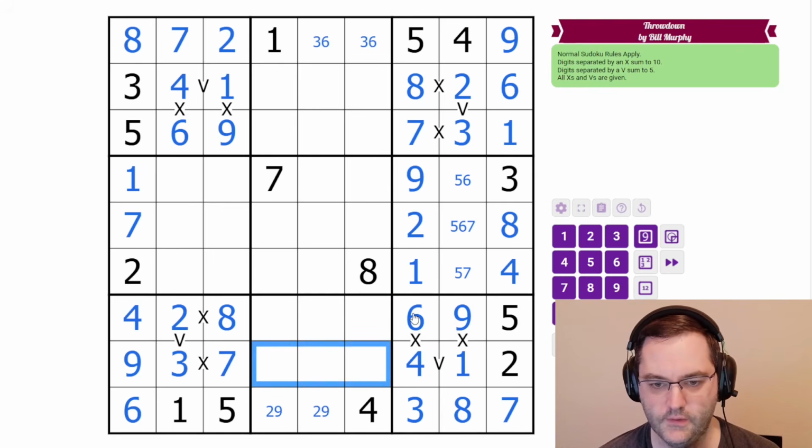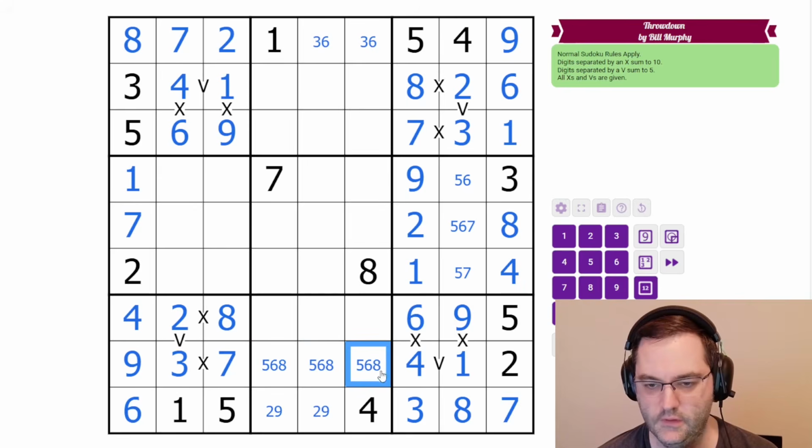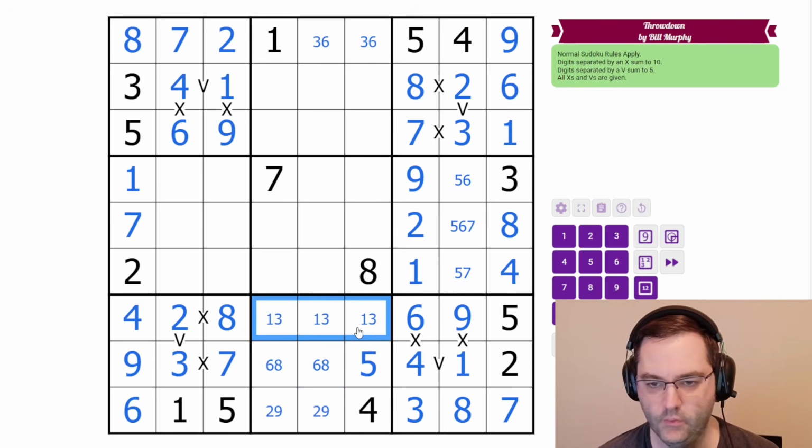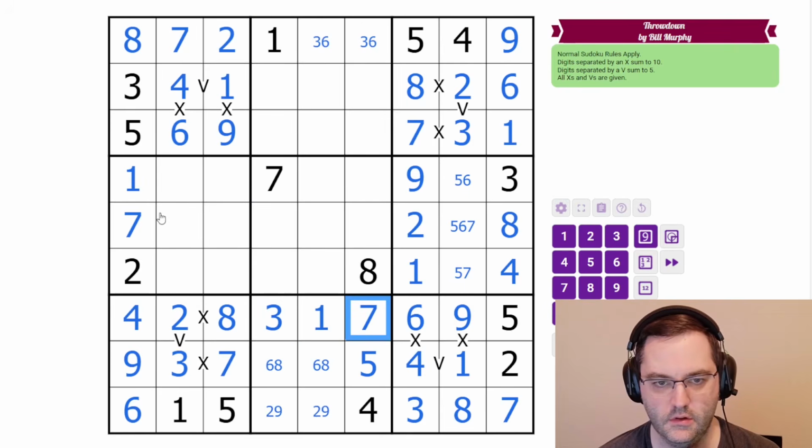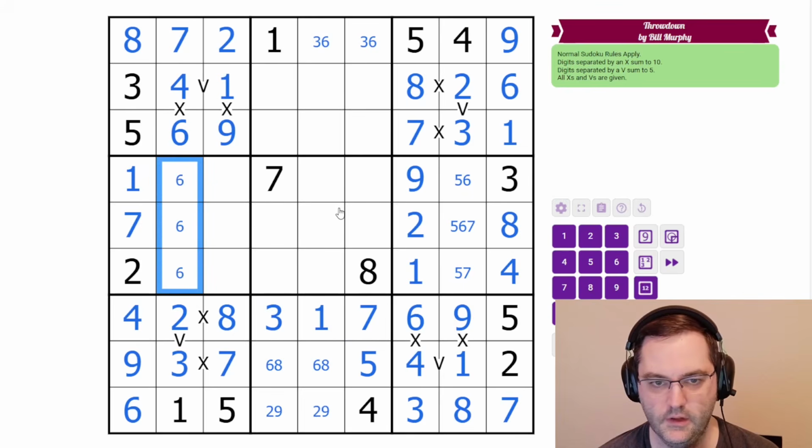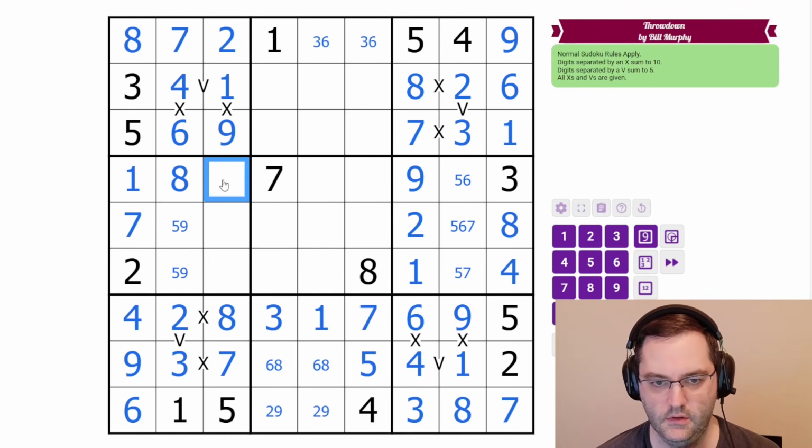Alright, these are 5, 6, 8. And this can't be 6 or 8, because of that 8. These are 1, 3, and 7. 3 and 7 again can't go next to each other, and we have 1, 7 here. Alright, these are 5, 8, and 9. That's not 8 because of the 2's. That's not 9 because of the 1. That's not 8 because of this 8, so that is our 8. And then these are 3, 4, and 6. 4 and 6 can't go next to each other, and that can't be 4.